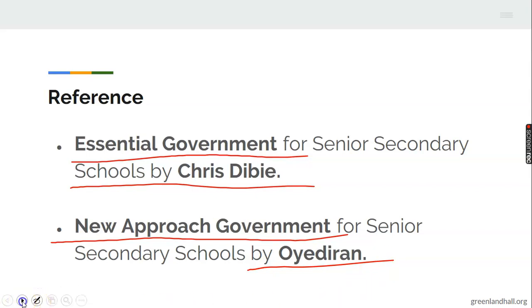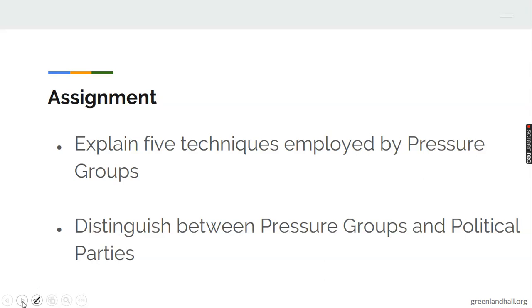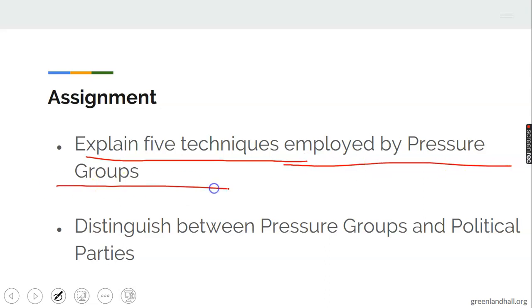So now, let's go to the assignment. You must make sure that you do this assignment. Failure to do it won't be good. Try to do it. The first question says, explain 5 techniques employed by pressure groups. You will give me those techniques with full explanation.